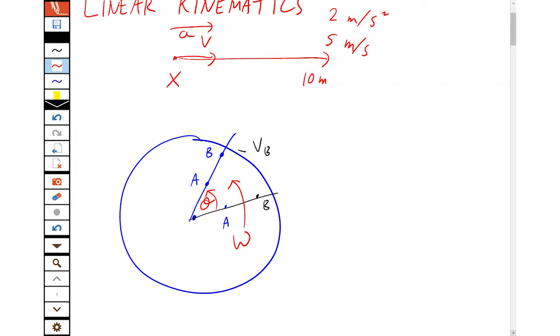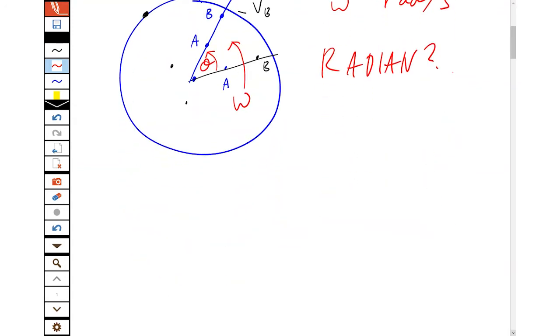And now, instead of having to work out all the separate linear speeds of A and B and any other point, now I know every point on this wheel, no matter what point I'm looking at, is all moving with the same angular velocity, which is measured in radians per second. Now, what did I just say there? What's a radian? A radian is a unit of angle.